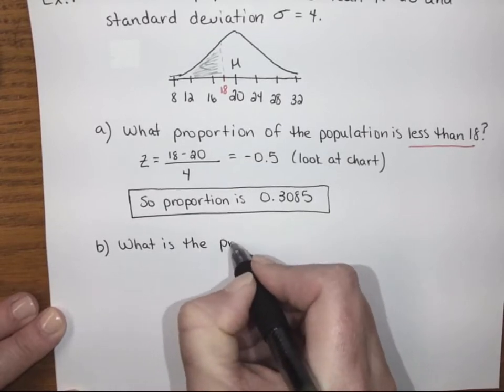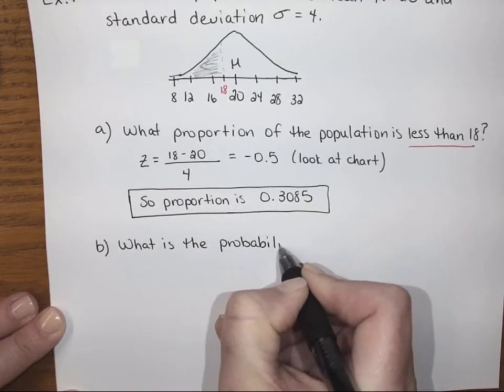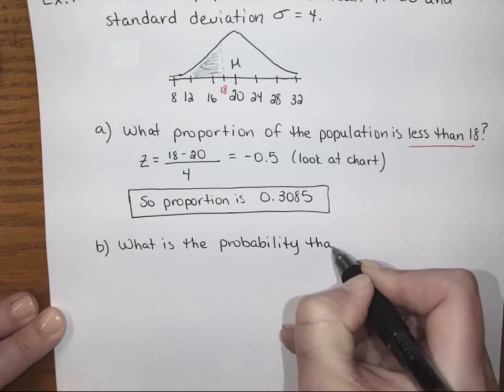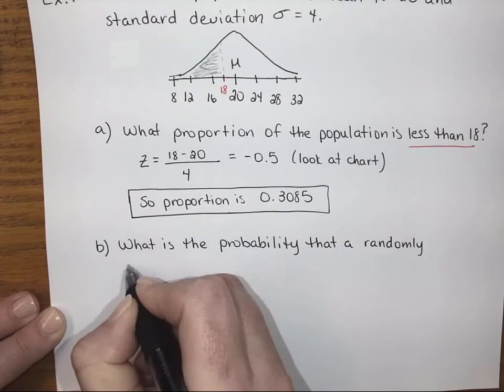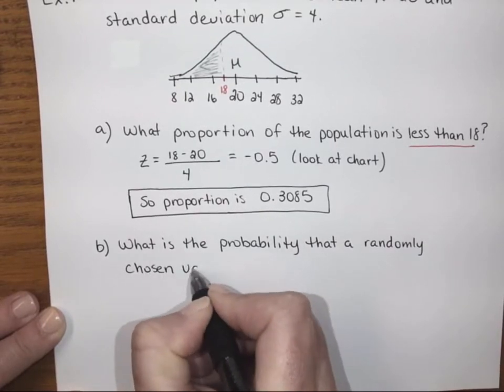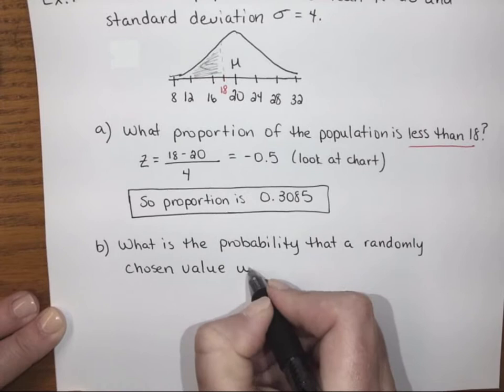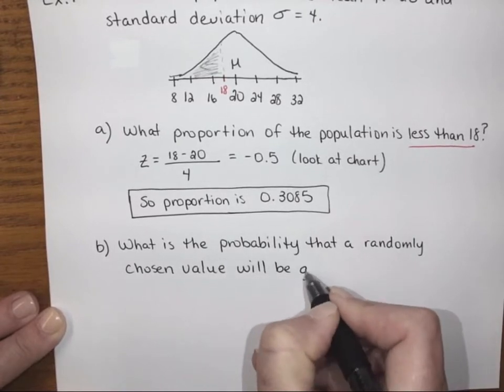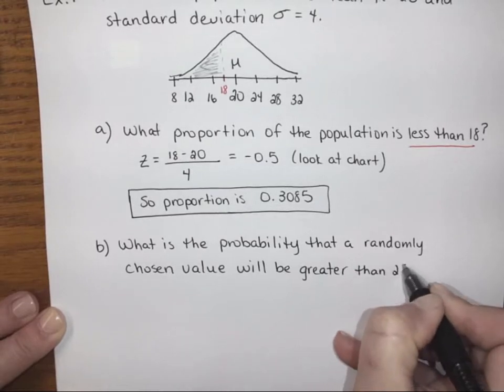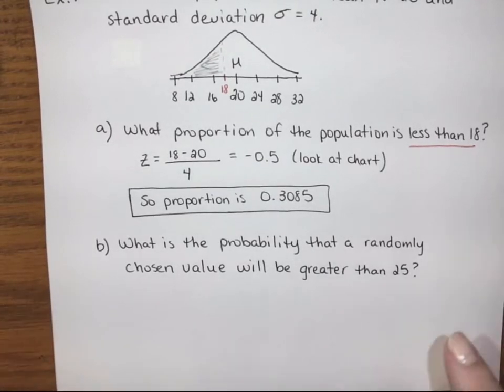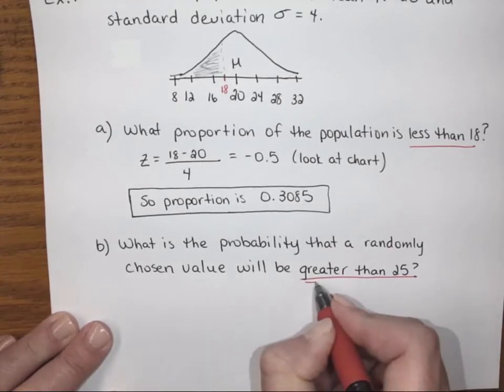What is the probability that a randomly chosen value will be greater than 25? So first things first, remember in 7.1 we talked about the two things that the area under the curve tells us: the proportion of the population that is less than a number, or also the probability that any random number would be less than the number. Okay, notice this one is greater than.